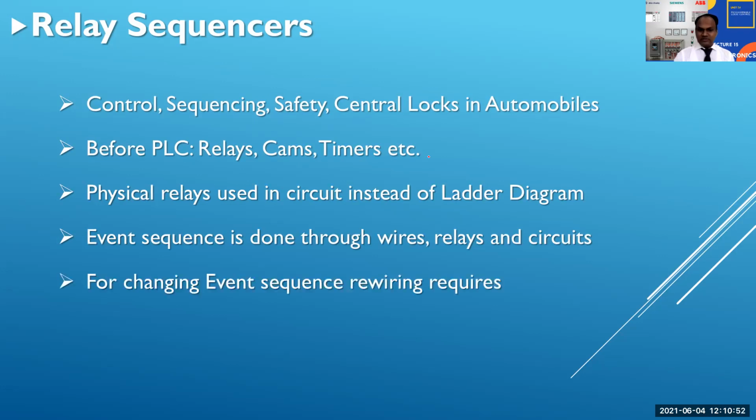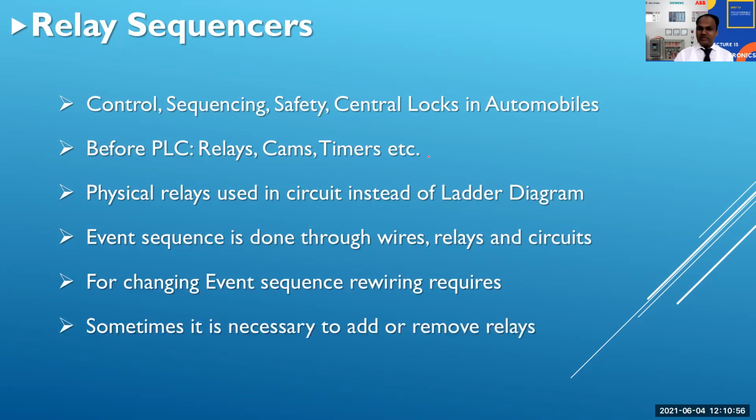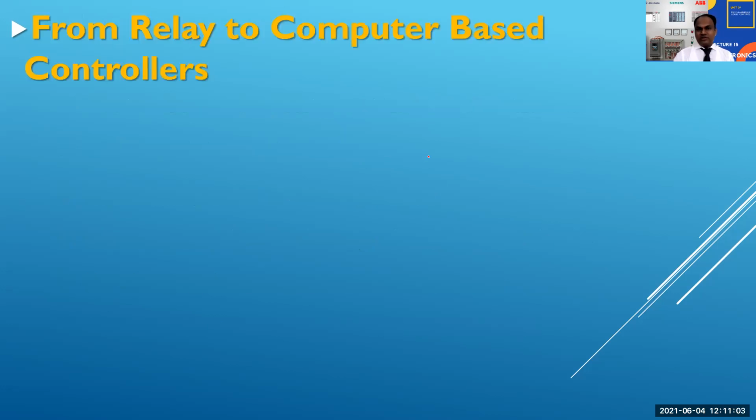For changing event sequence, rewiring is required in that case. So these are the disadvantages of a relay system. Sometimes it is necessary to add or remove relays. So from relay to computer-based controller, that is PLC, how we have moved, we'll see.